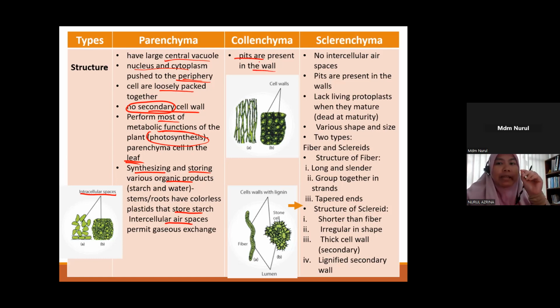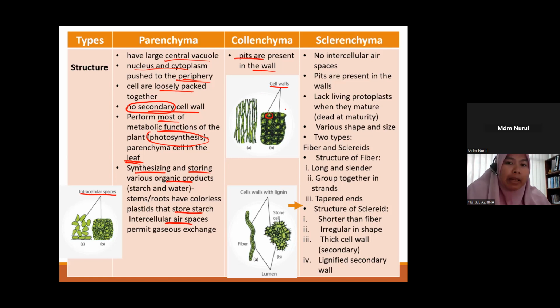Pit is something like a small hole where it allows water to flow through it. So that is pits, or we call them cavities or small holes, more or less like that. Okay, right. So you can see here that the cell wall of a collenchyma is a bit thicker compared to the parenchyma.